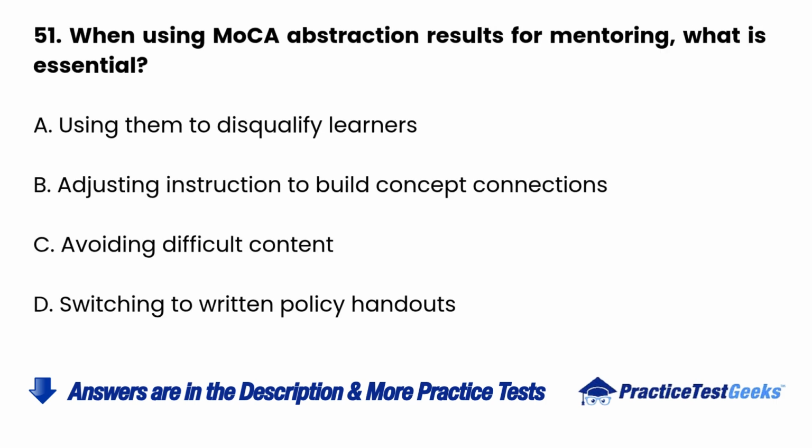51. When using MoCA abstraction results for mentoring, what is essential? A. Using them to disqualify learners. B. Adjusting instruction to build concept connections. C. Avoiding difficult content. D. Switching to written policy handouts.